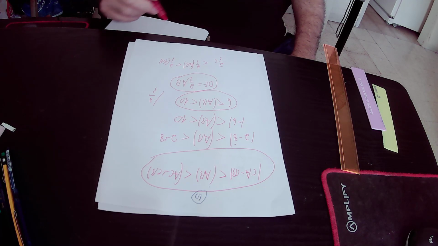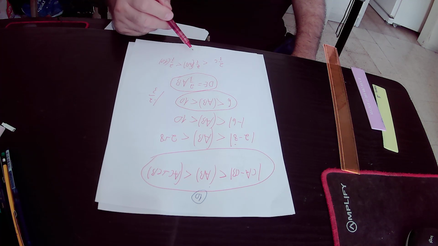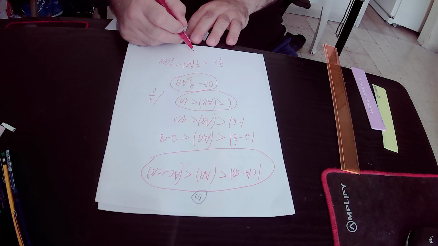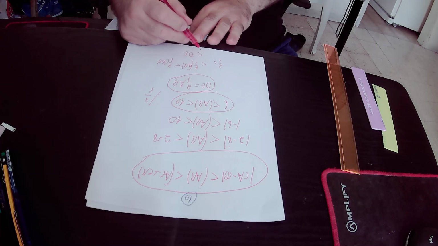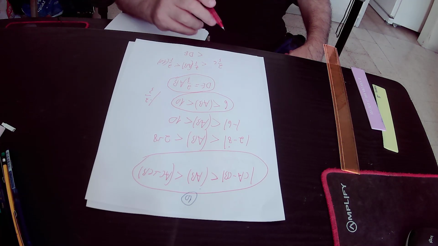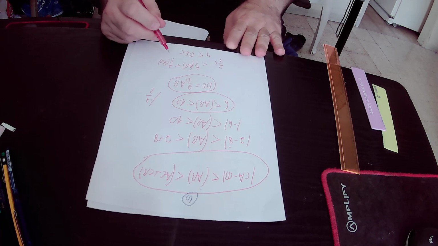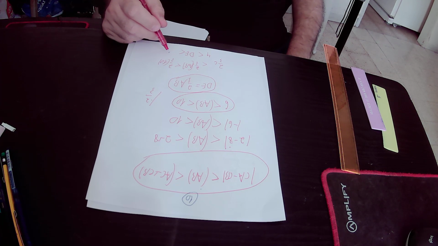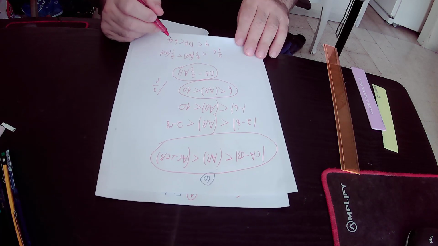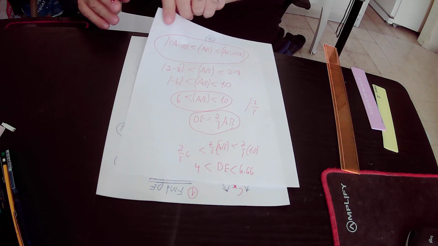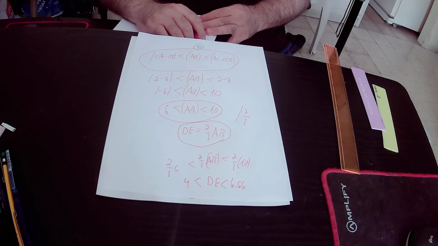And we know that 2/3 AB is actually DE, so we can substitute 2/3 AB by DE, and we will get that DE is greater than 2 times 6 is 12, 12 over 3 is 4, DE is greater than 4, and it is smaller than 2 times 10 is 20, and 20 over 3 is 6.66. So we found out that DE is greater than 4 and it is smaller than 6.66.